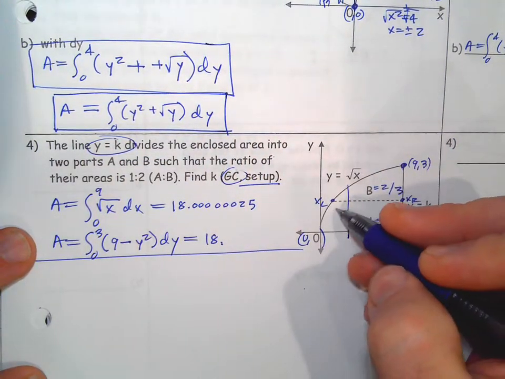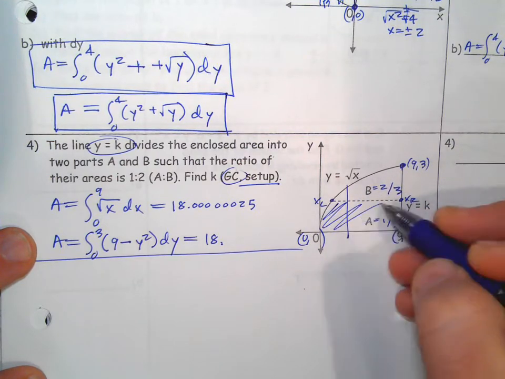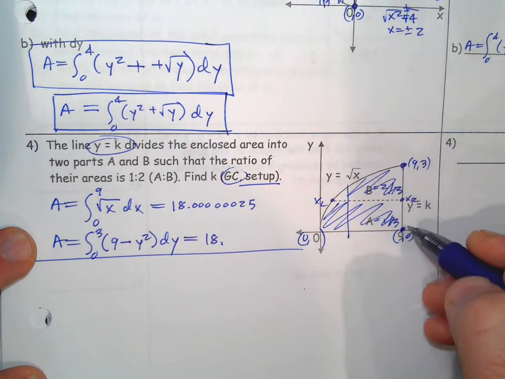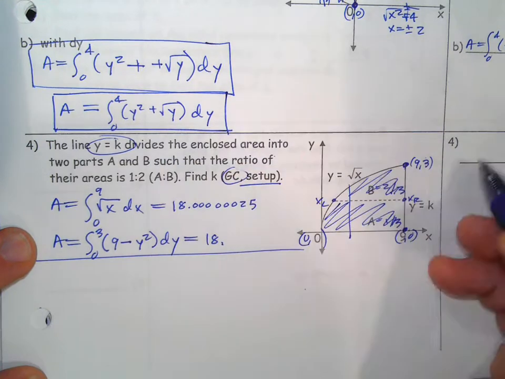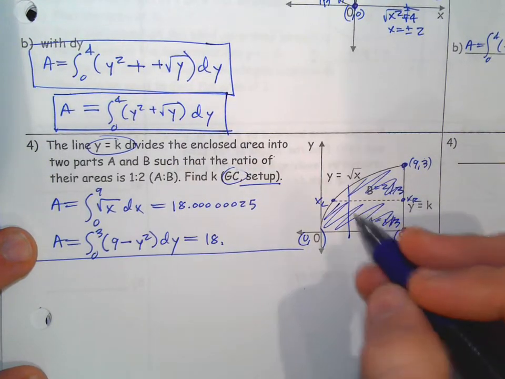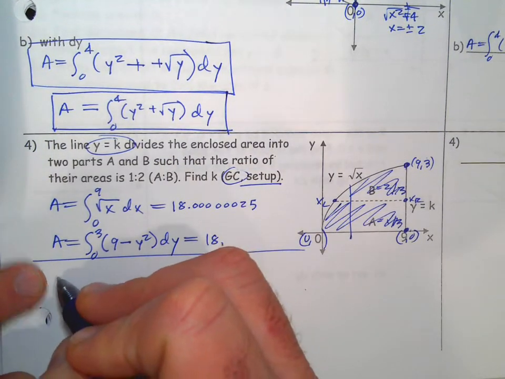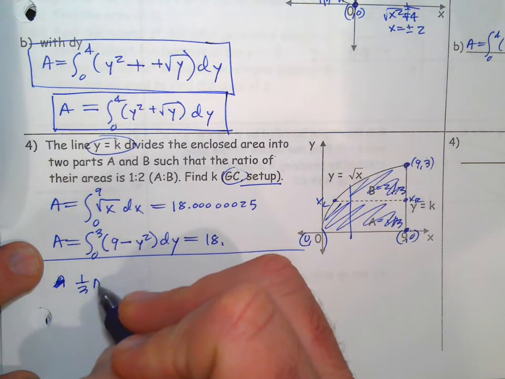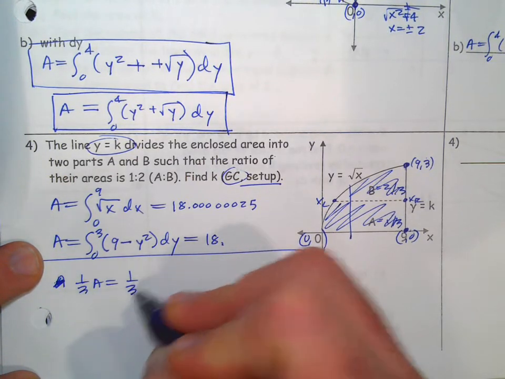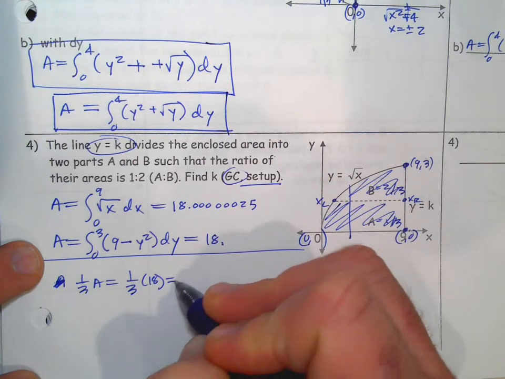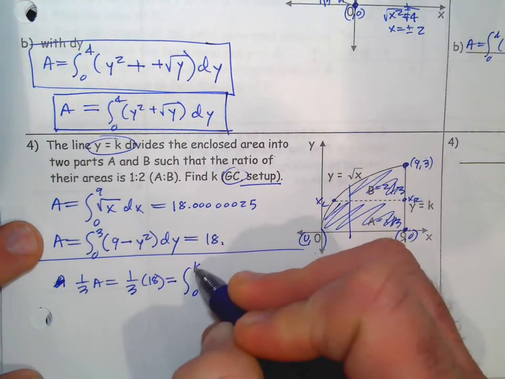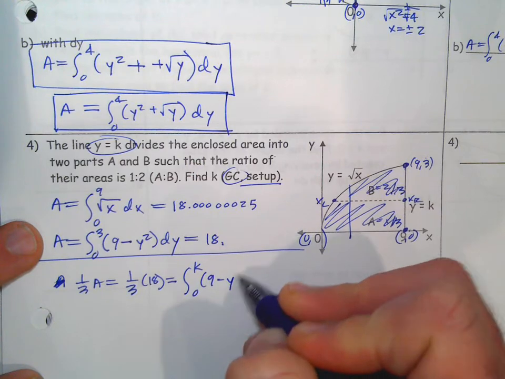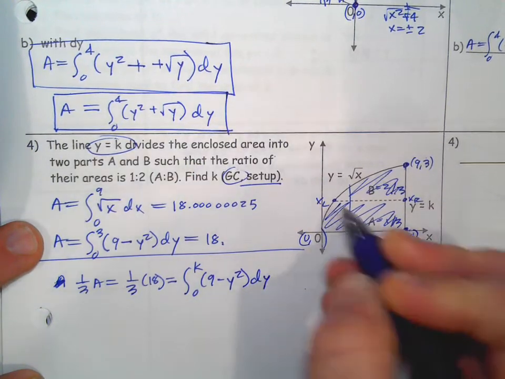Now, do you want to find this area or this area? 0 to k or k to 3? I personally am always a fan of 0 to k, so I'm always going to do the bottom part first. So I'm going to say, all right, we want 1/3 of the area, and we're going to set it equal to 0 to k, and this is where you have to use horizontal slicing. You have to use horizontal slicing to find y equals k.